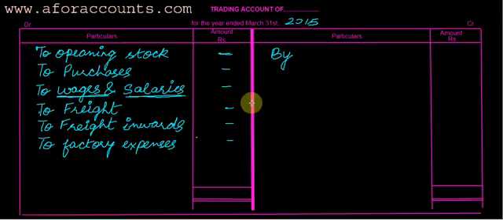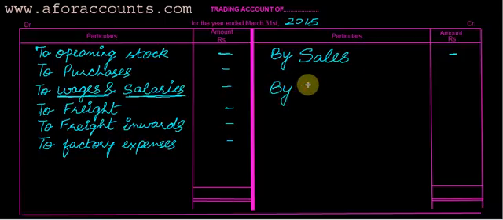Okay. Now what do I write here on the credit side? How do I generate revenue? Either from sales of goods or services. So by sales. Okay. And by closing stock, which has to be written at the credit side.